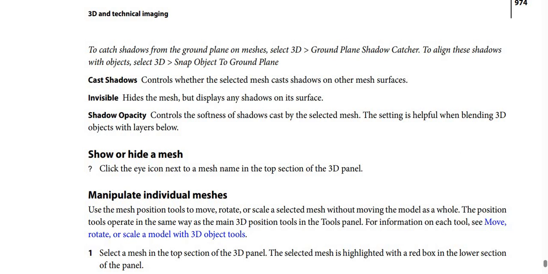And the next option, cast shadows. What's the meaning of cast shadows? It means that it controls whether the selected mesh casts shadows on other mesh surfaces. And the next option, invisible, means that it hides the mesh but displays any shadows on its surface. And the next option, shadow opacity, means that opacity controls the softness of shadows cast by the selected mesh, and the setting is helpful when blending 3D objects with layers.